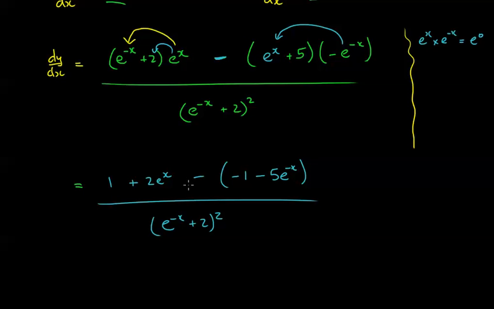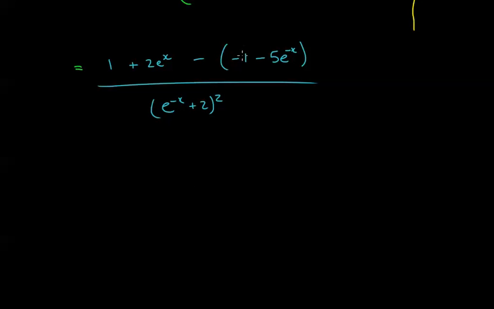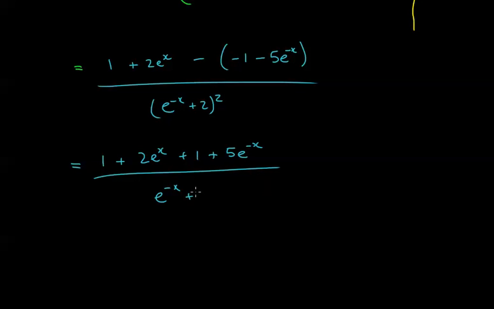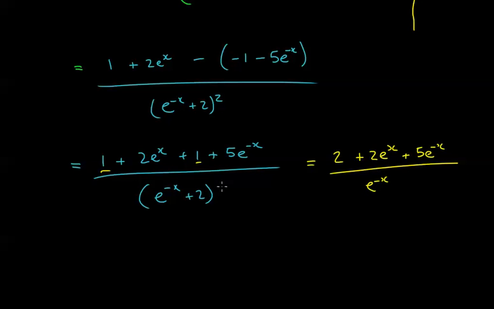Now let's just get rid of this bracket. Minus 1 times that, minus 1 times that, so we get a 1 plus 2 e to the power of x plus 1 plus 5 e to the power minus x. I'm not going to bother expanding the double bracket on the bottom. I'm just going to leave it as it is. But we can clean up the numerator. 1 and 1 gives us a 2 plus 2 e to the power of x plus 5 e to the power minus x over e to the power minus x plus 2, all squared, I forgot the square, sorry. There you go. That's our dy by dx.